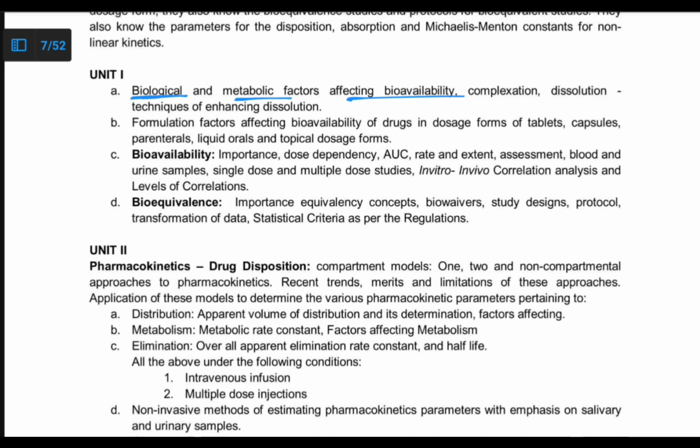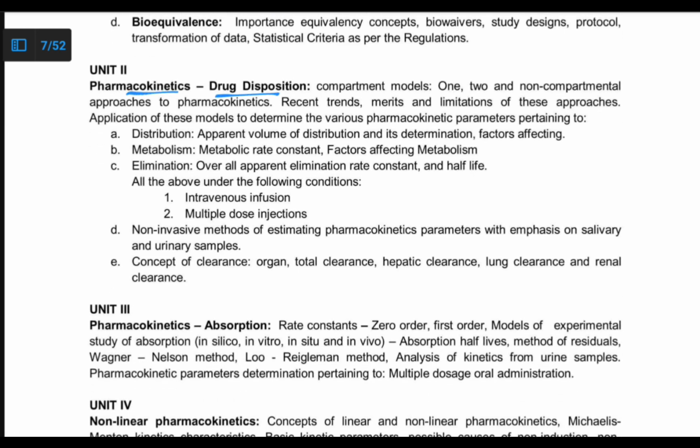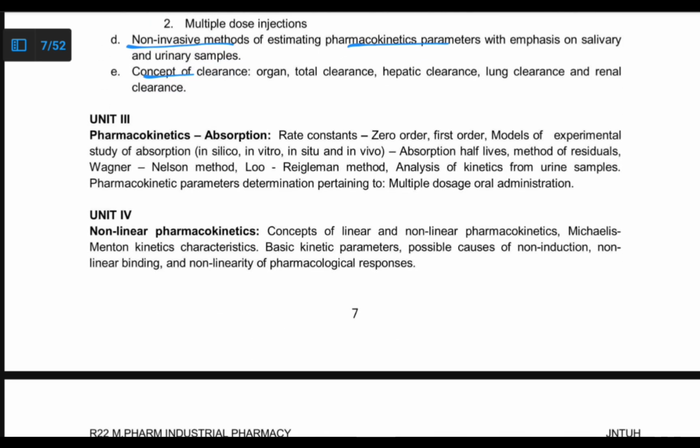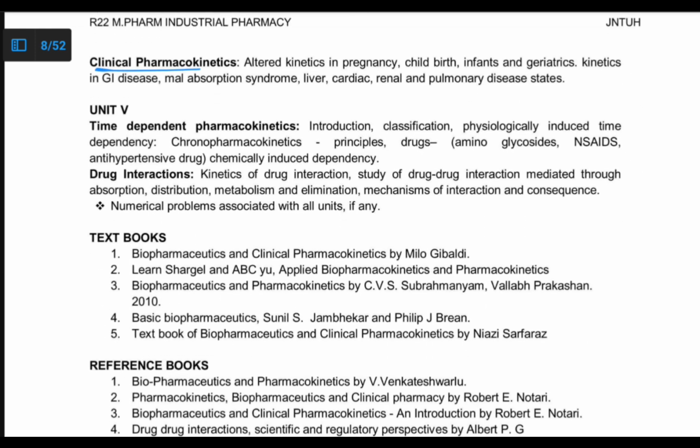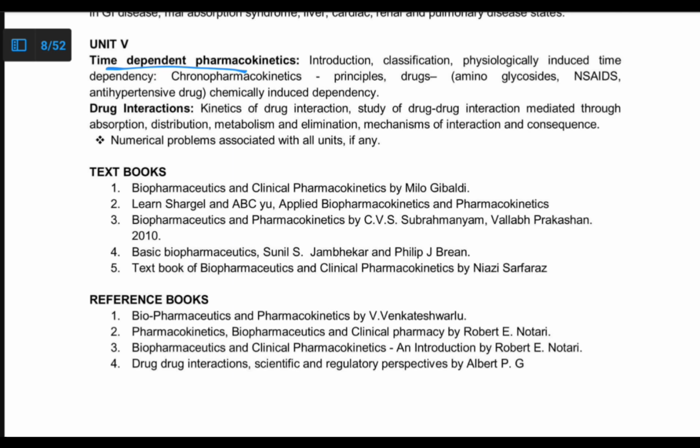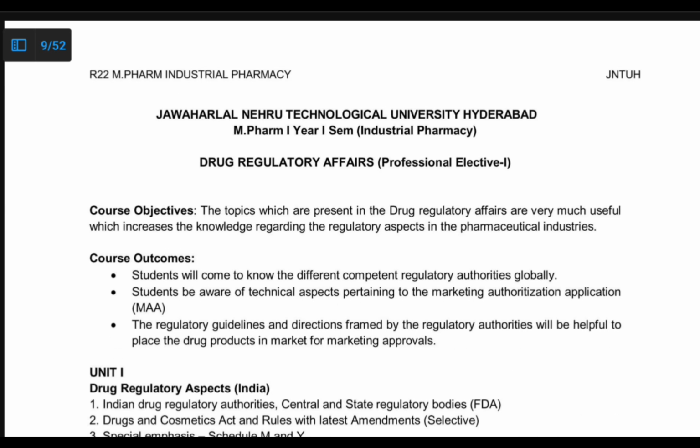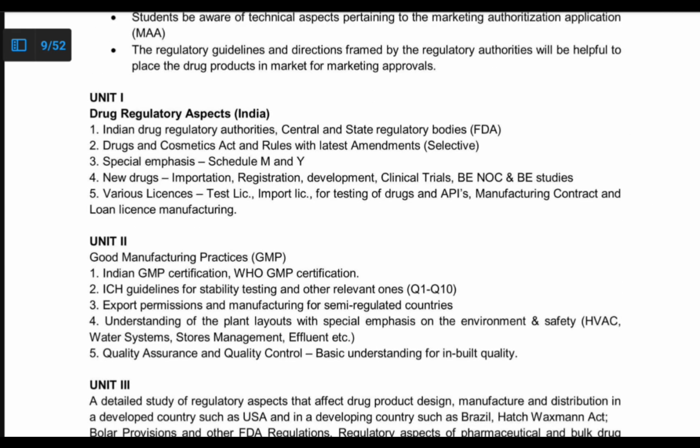Applied biopharmaceutics and pharmacokinetics. In this we have biological and metabolic factors affecting bioavailability, pharmacokinetics, drug disposition, distribution, metabolism, elimination, non-invasive methods of establishing pharmacokinetic parameters, concepts of clearance, nonlinear pharmacokinetics, clinical pharmacokinetics, time-dependent pharmacokinetics, drug interactions.